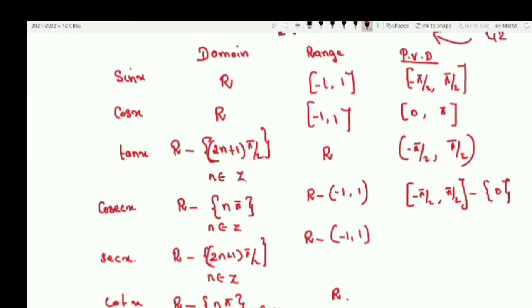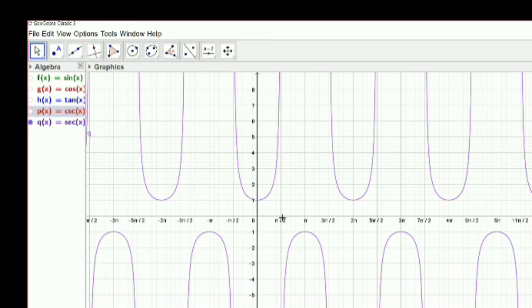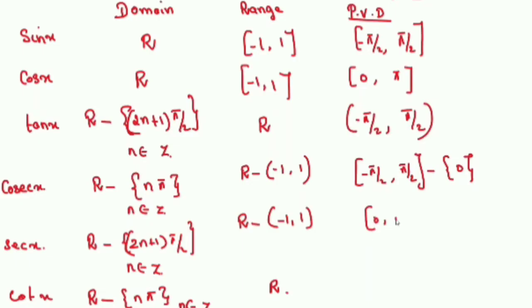Next is secant: 0 to pi minus pi by 2, because at pi by 2 the function is not defined. As you can see, at 0 this curve is going to plus infinity. At pi the function is going to minus infinity. So both the branches we are getting, but in between, at pi by 2, the function is not defined. 0 to pi minus pi by 2. Pi by 2 should be eliminated.